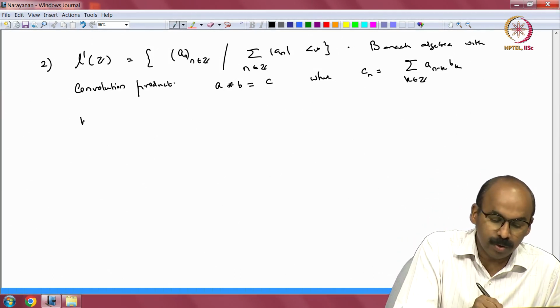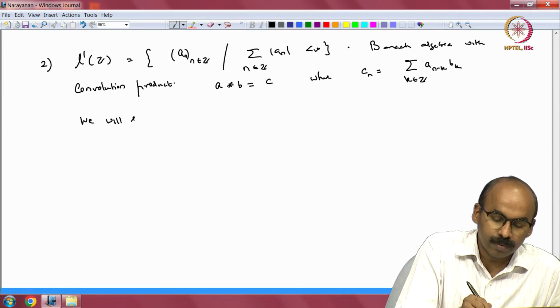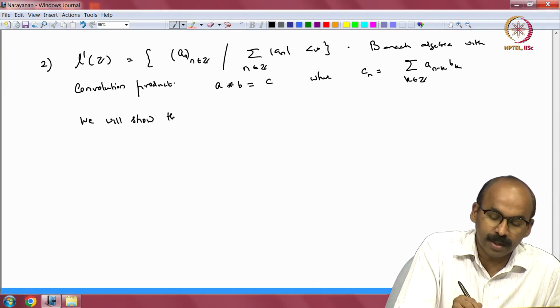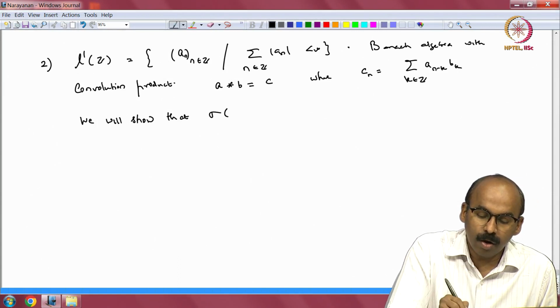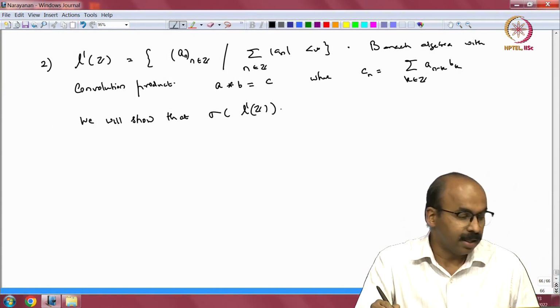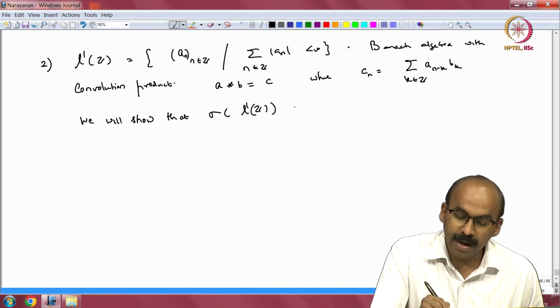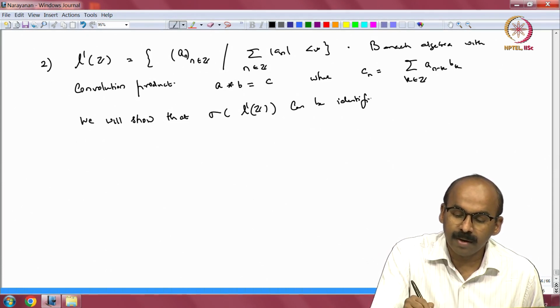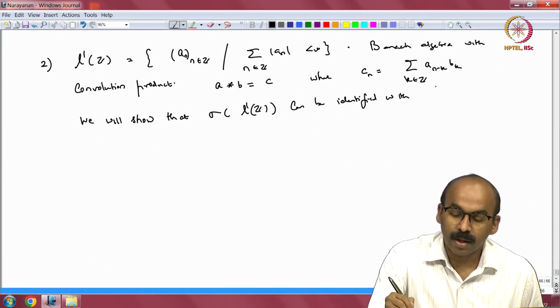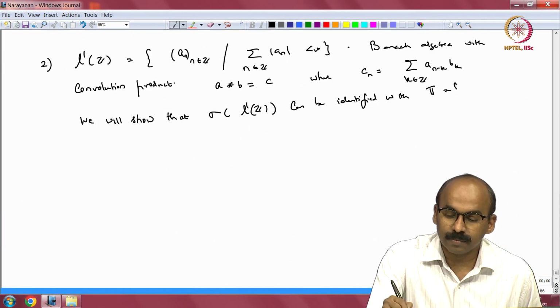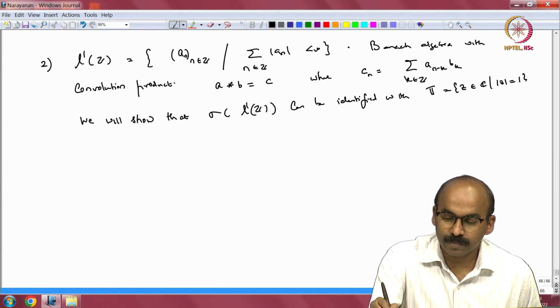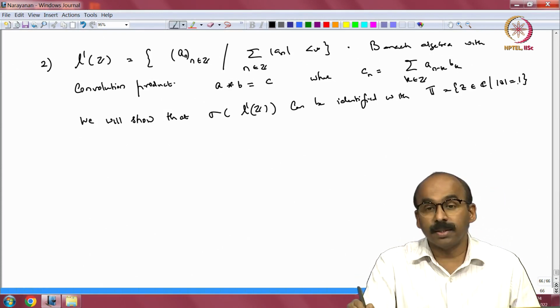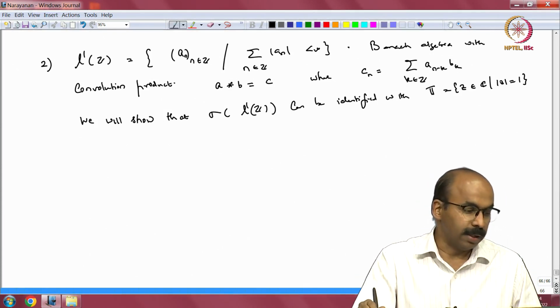We will show that sigma of L 1 of Z, the spectrum of this Banach algebra L 1 of Z, can be identified with the unit circle, that is, e to the i theta, where theta runs from 0 to 2 pi.